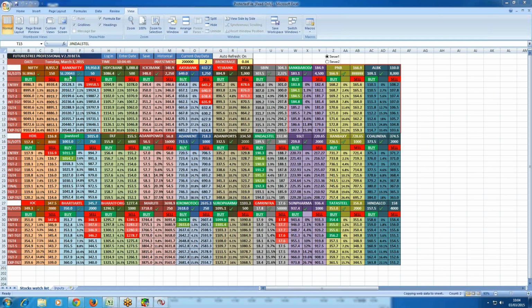See, the Bank Nifty, the stop loss is 20043. That is a stop loss. I think I told you this. Right below the name of the script, you have the stop loss. So that's going to be a stop loss.